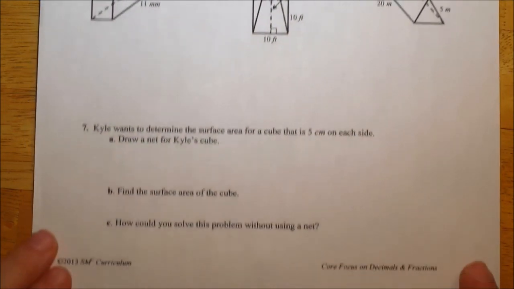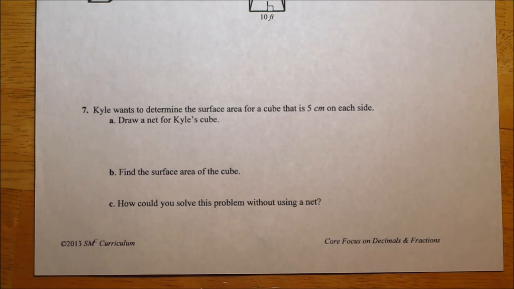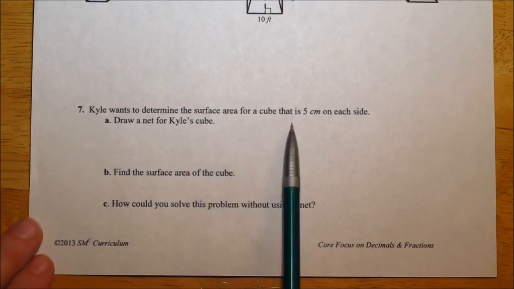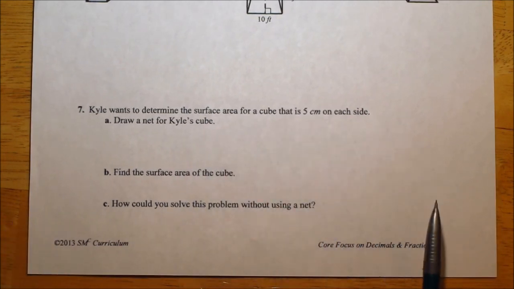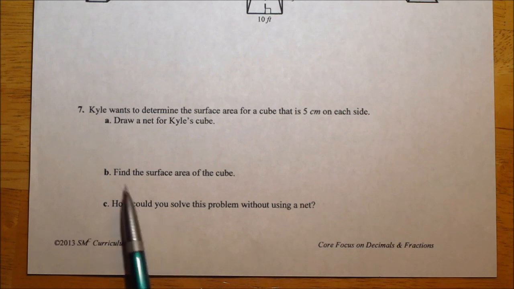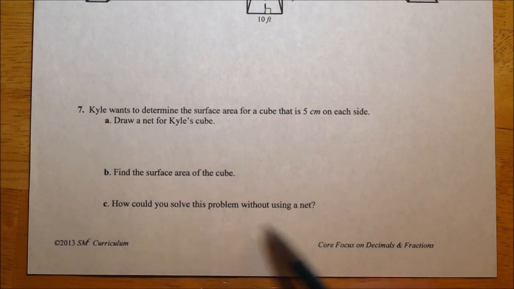And then down here in the last of it is a word problem. Kyle wants to determine the surface area for a cube that is 5 inches on each side. So first you're going to draw a net of that cube. We've done that in the notes. Find the surface area of that cube. How could you solve this problem without using a net? This is just a description, an answer in words type deal. Think it through. I'm sure you can do it.